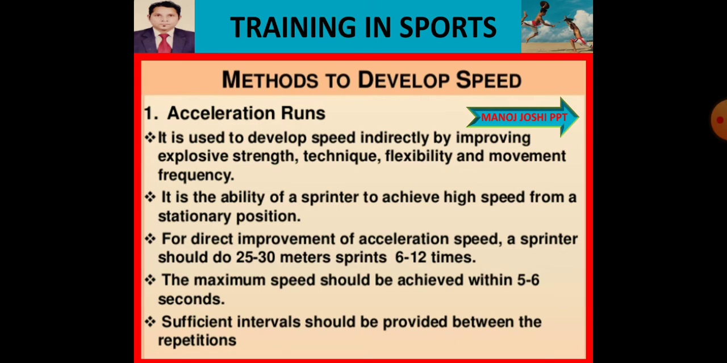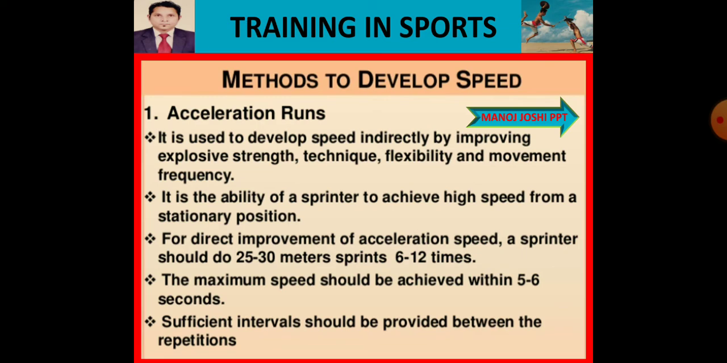For direct improvement of acceleration speed, a sprinter should do a 25 to 30 meter sprint in 6 to 10 minutes, 10 times. The maximum speed should be achieved within 5 to 6 seconds. Sufficient interval should be provided between the repetitions. Acceleration ability means how we can reach maximum speed within very little time. That is the acceleration run.